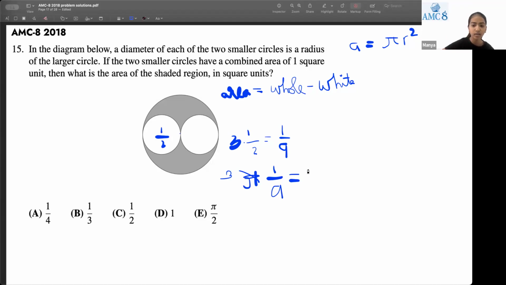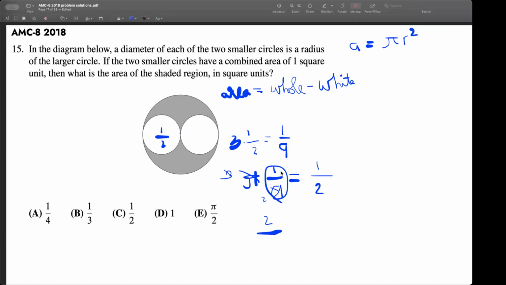And if we do that, since 3 can go into 9 3 times, then we'll be getting 1 by 3. And since there are two circles like this, we will be getting 2 by 9. So 2 times 1 by 9, which will, yeah, someone has a question?